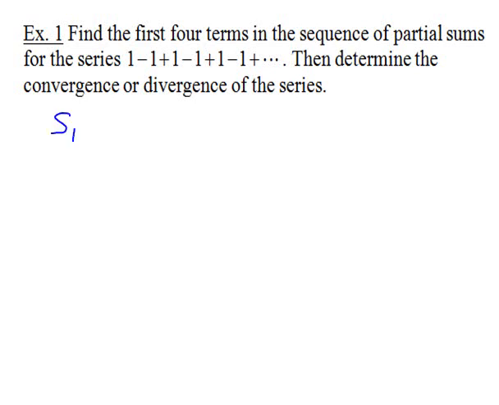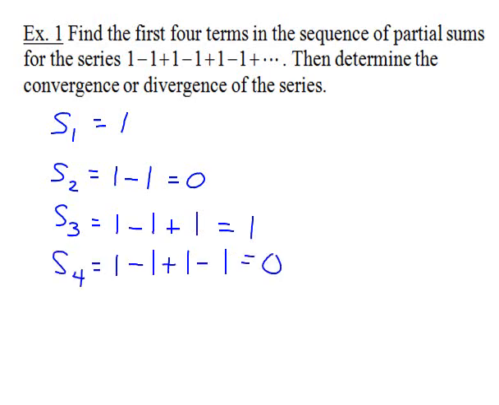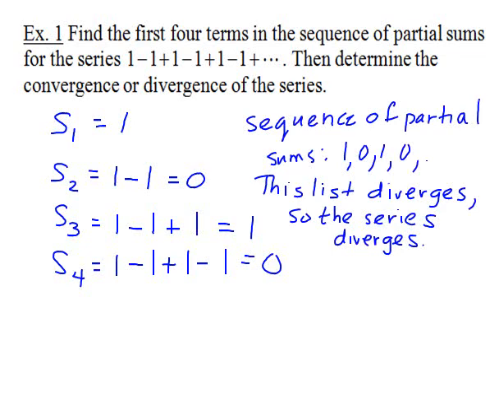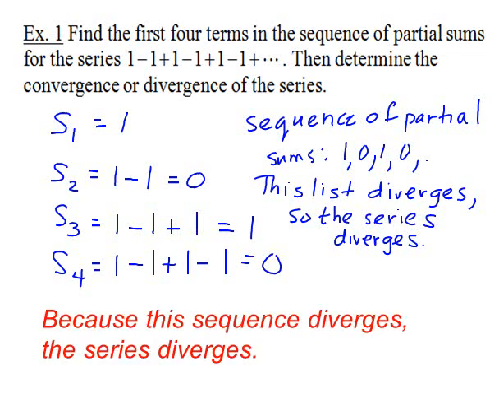The first term in the sequence of partial sums is called S1, and it's just the first term of the series. The second partial sum, S2, is the sum of the first two terms. S3 is the sum of the first three terms, and S4 is the sum of the first four terms of the series. Thus, the first four terms of the sequence of partial sums are 1, 0, 1, and 0. Because this sequence diverges, the series also diverges. As we continue to add terms infinitely, the sums are alternately approaching 0 or 1, and thus not approaching a single value.